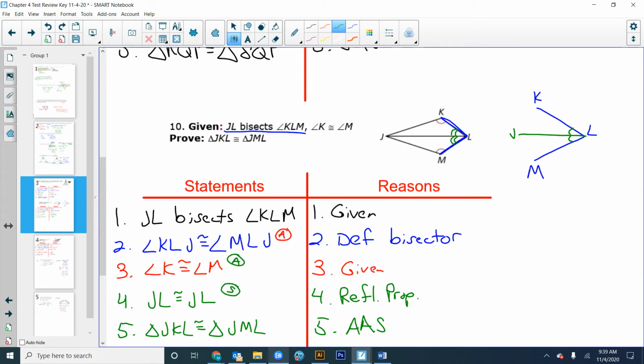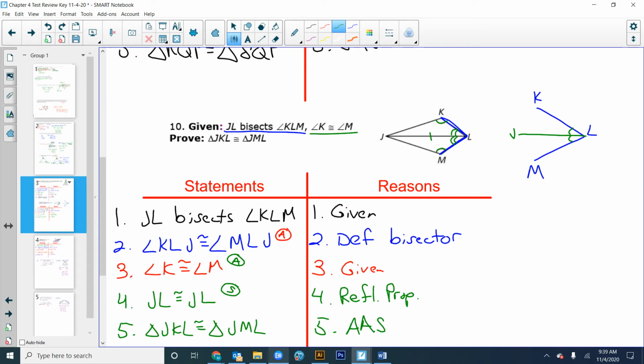And then we were given K and M were congruent. We already said that. I said that in step 3. K is congruent to M. That's step 3. It's another pair of angles. And since these triangles are sharing a side, we're going to use the reflexive property, JL, JL. Since the angles match up at L, it's the correct order, JL, JL, reflexive property.